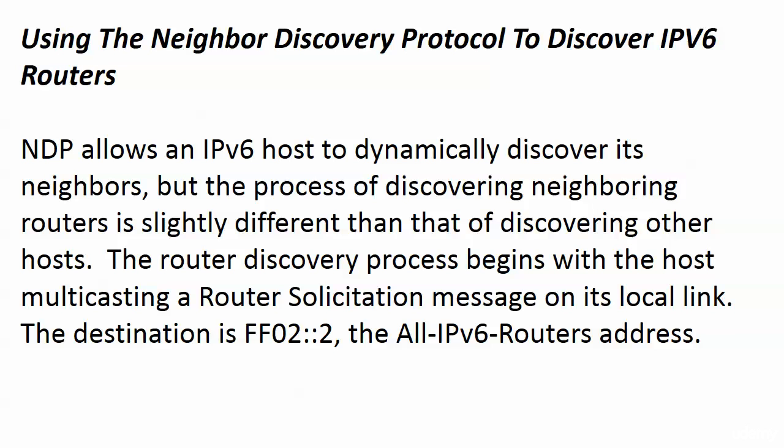Now, the router discovery process begins with the host sending out what we call a router solicitation message, an RS, onto its local link. And the destination for this is a multicast. So it's not a unicast, it's not going to one particular host, and it's not a broadcast because we don't have those in version 6 anyway. This is a multicast and the destination is FF02::2, the all IP version 6 routers address. Every router you enable version 6 on, and do so on the interface, is going to be listening to this address for messages. And that sounds kind of familiar, doesn't it?